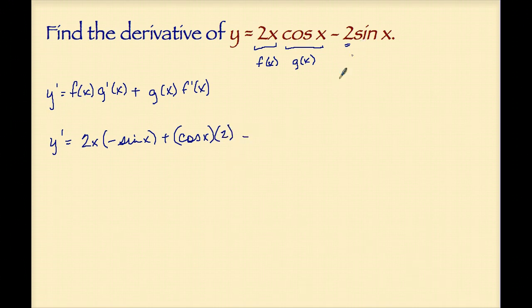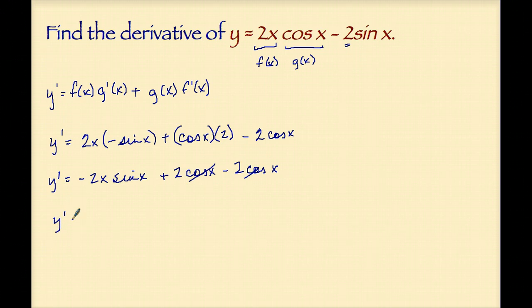Now let's take the derivative of the second term. And since the derivative of sine is cosine, this is going to be minus 2 cosine x. Let's clean this up a little bit. We have negative 2x sine x plus 2 cosine x minus 2 cosine x. So these last two terms cancel, and we're left with negative 2x sine x.